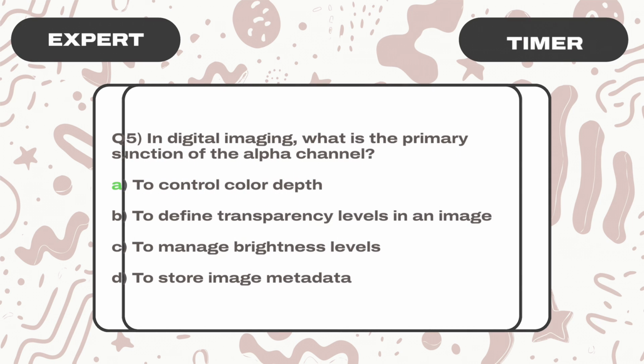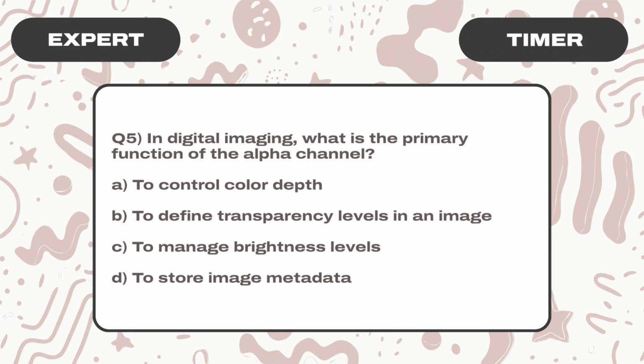In digital imaging, what is the primary function of the alpha channel? To control color depth, to define transparency levels on an image, to manage brightness levels, to store image metadata.